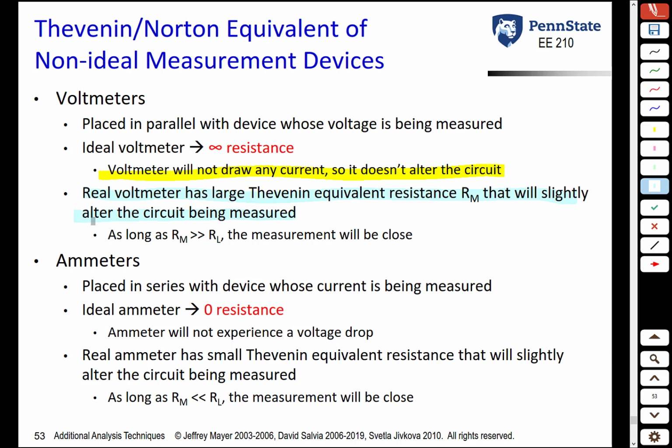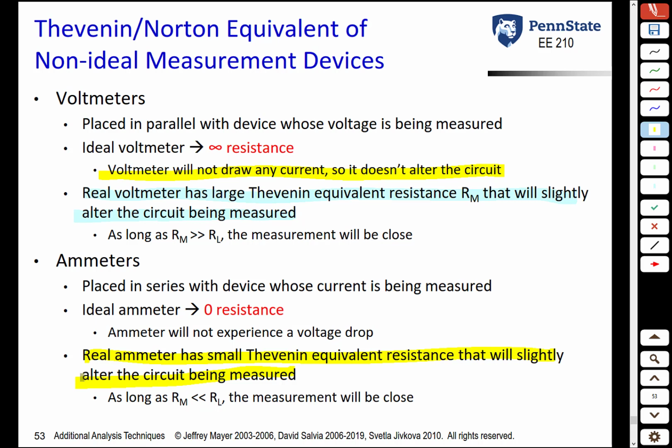Ammeters, it's the exact opposite situation. An ammeter is placed in series with the device whose current you're measuring. Ideally, an ammeter would have no effect on the circuit, which means that it would have zero resistance, and it's not going to have a voltage drop. In practice, however, an ammeter is going to have a very small resistance, which means that when you put it in the circuit, it's going to change the circuit. But as long as the resistance of the ammeter is much, much less than the resistance of the circuit element whose current you're measuring, the measurement you're going to get is going to be close to the real value.